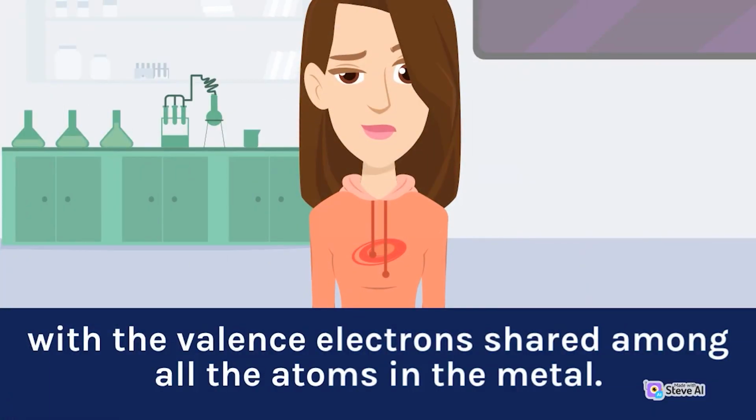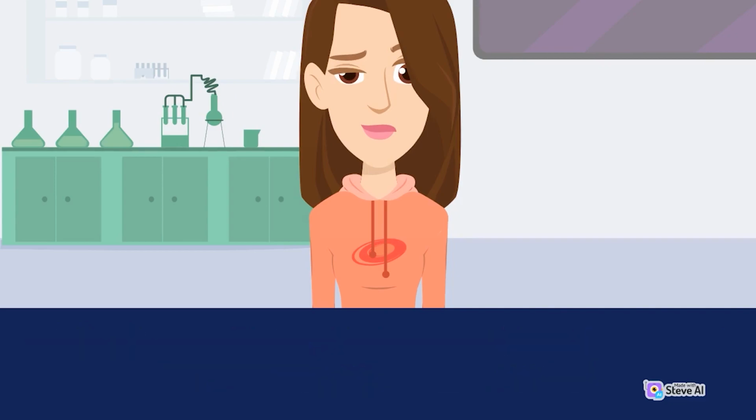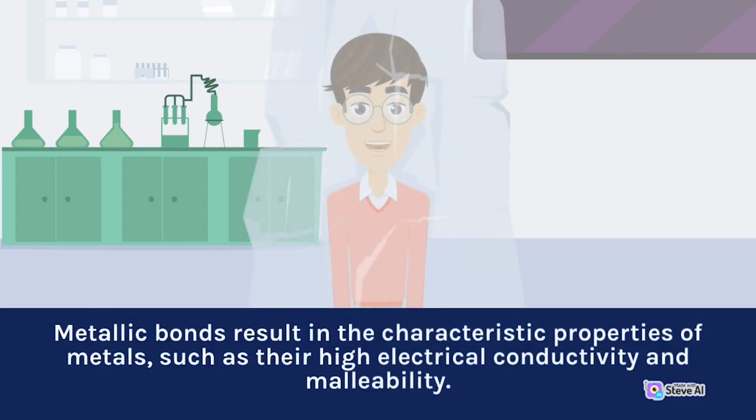with the valence electrons shared among all the atoms in the metal. Metallic bonds result in the characteristic properties of metals, such as their high electrical conductivity and malleability.